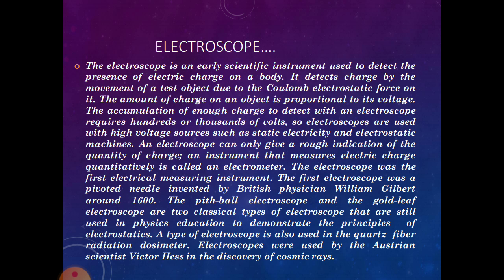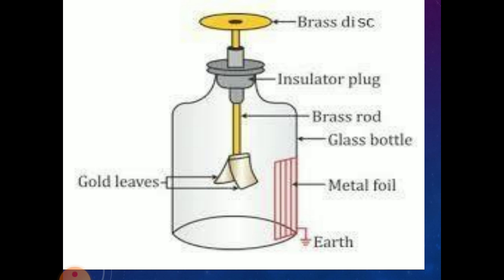The pith ball electroscope and the gold leaf electroscope are two classical types of electroscope that are still used in physics education to demonstrate the principles of electrostatics. A type of electroscope is also used in the quartz fiber radiation dosimeter. Electroscopes were used by the Austrian scientist Victor Hess in the discovery of cosmic rays. The image displays the electroscope.